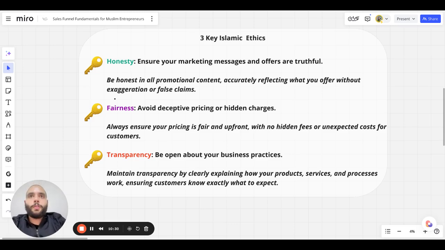So you can charge your fees. Just make sure that they're aware of it. Do not hide the fact. Make sure they know. Always ensure your pricing is fair and upfront with no hidden fees or unexpected costs for customers. Make sure they know everything. And transparency, I kind of touched on it a little bit, but be open about your business practices. Maintain transparency by clearly explaining how your products, services, and processes work. Make sure that before they sign up with you, they understand you from head to toe.